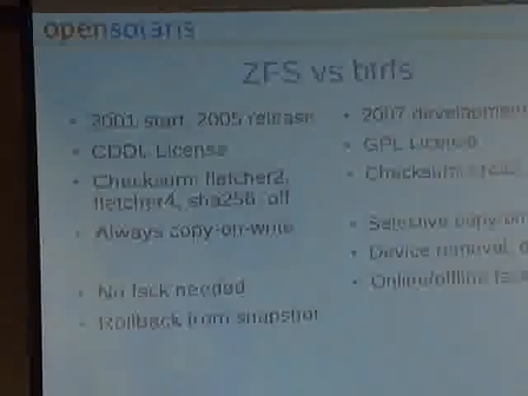Btrfs, you can turn off the copy on write ability, whereas ZFS, it's always copy on write, so you're never modifying or touching any live data. One thing Btrfs does have going for it is that they do have device removal and defragmentation.